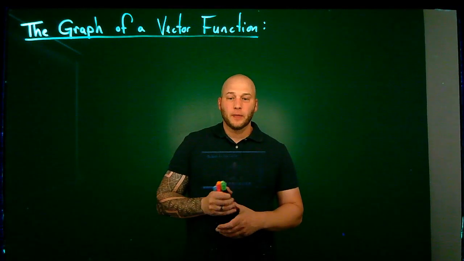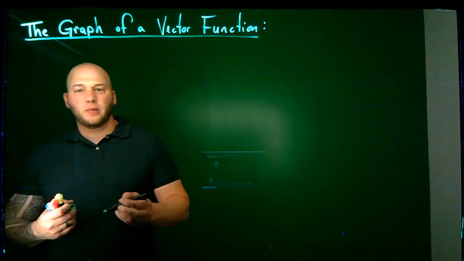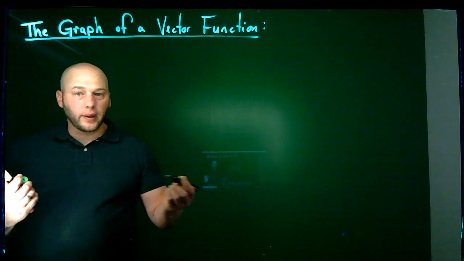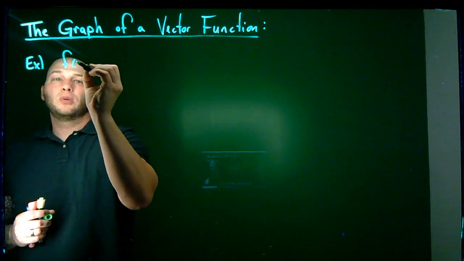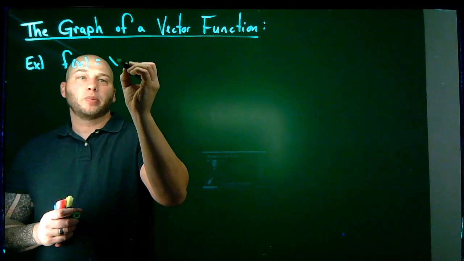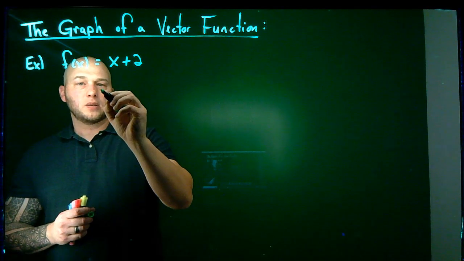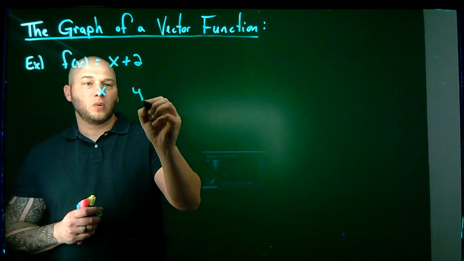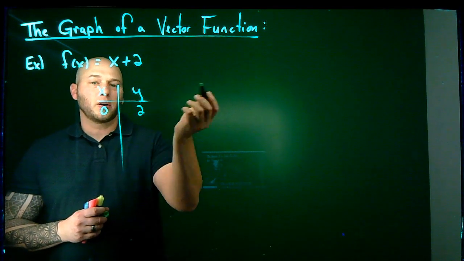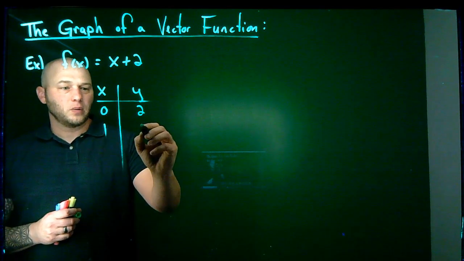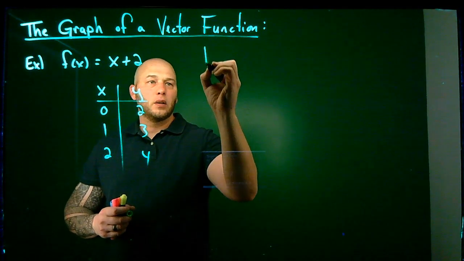Graph of a vector function. Let's first go back to the basic concept of what a graph is from your Calc 1 or pre-calc days. If I give you the function f of x is equal to x plus 2, one way I can look at this is to make a table of values, x value and y value. If I plug in 0, the function value is 2. If I plug in 1, the y value is 3. If I plug in 2, the y value is 4, and so on. And therefore, we get the following graph.